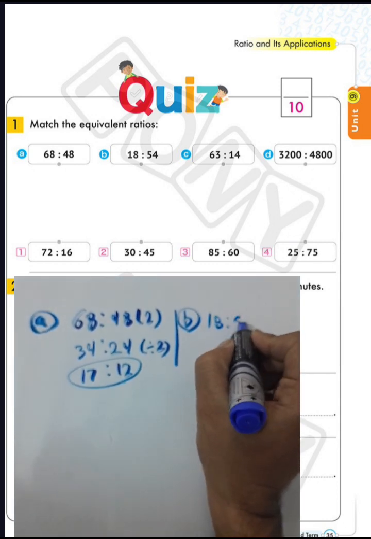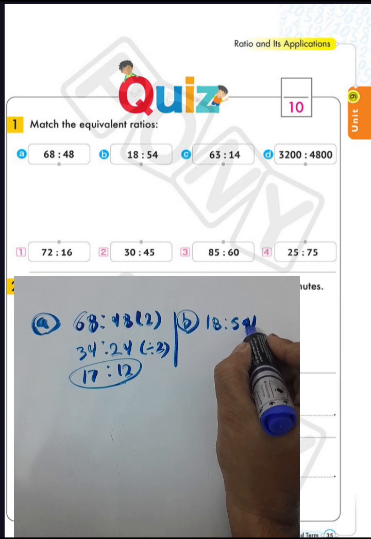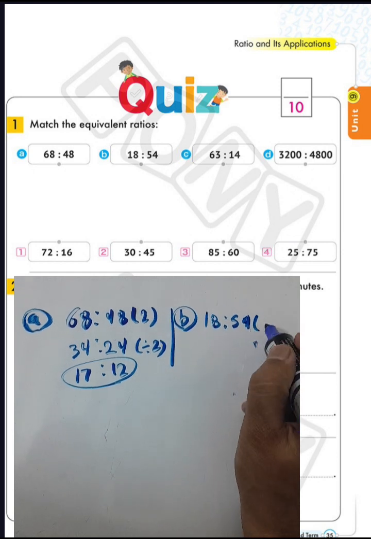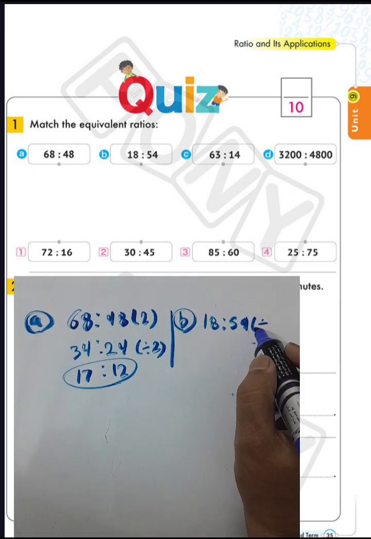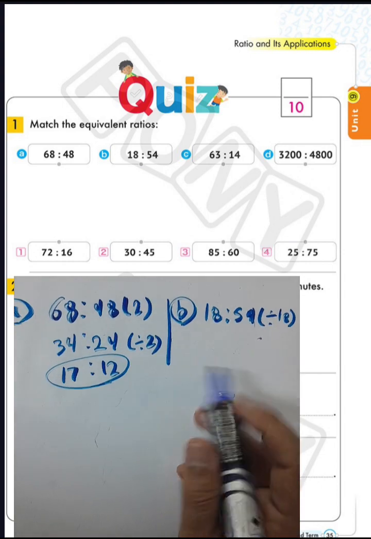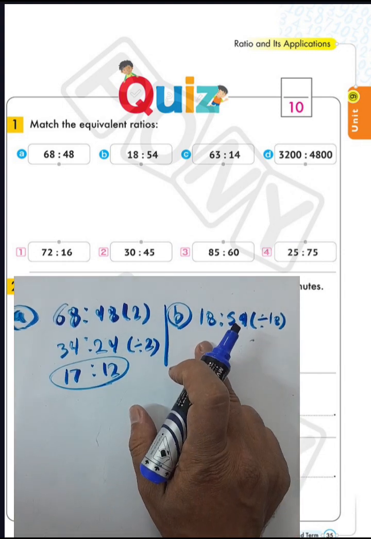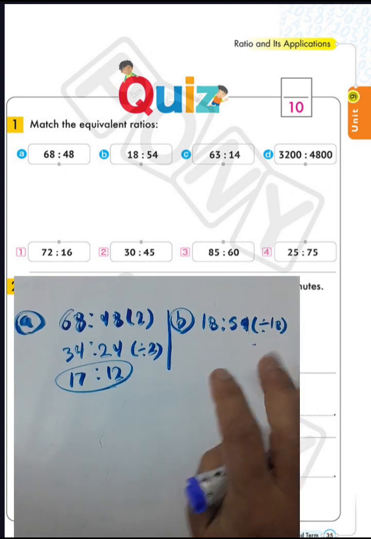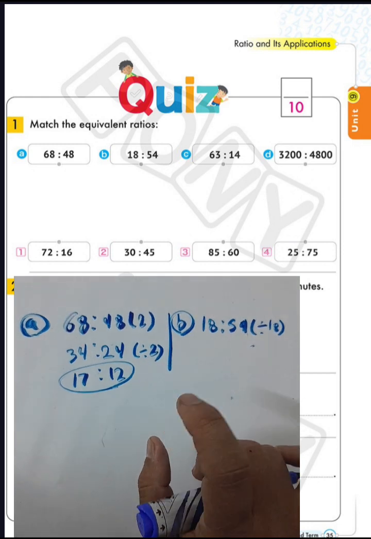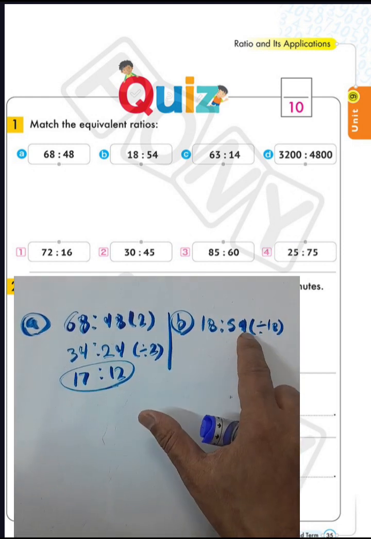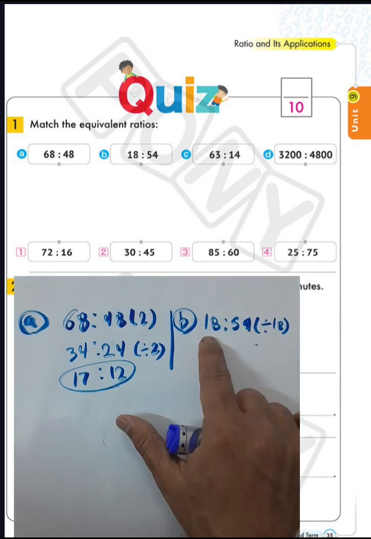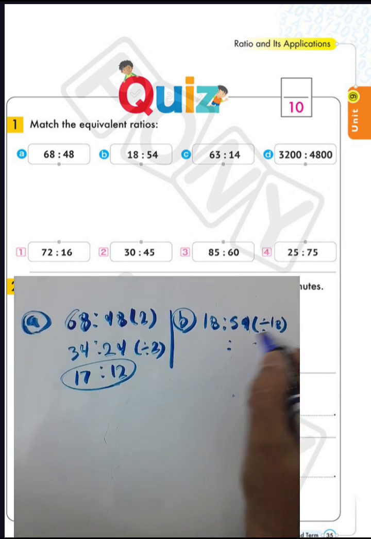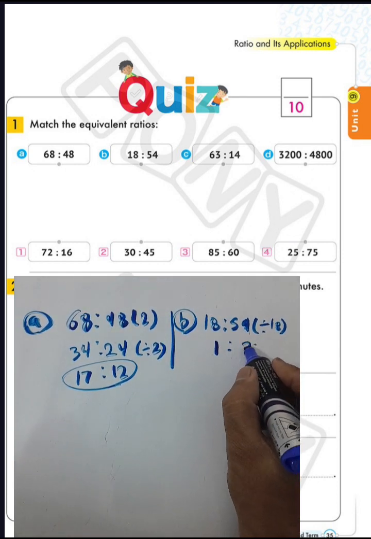18 to 54. We can simplify these fractions by dividing by what? We can divide by 2 again, or by 6, or you can divide by 18 in fewer steps, because 54 can be divided by 18. 3 times 18 equals 54, because the highest common factor between the two numbers is 18. If the greatest number can be divided by the smallest number, then the smallest number is what we call the highest common factor. Then you can divide both numbers by 18. 18 divided by 18 equals 1, and 54 divided by 18 equals 3.